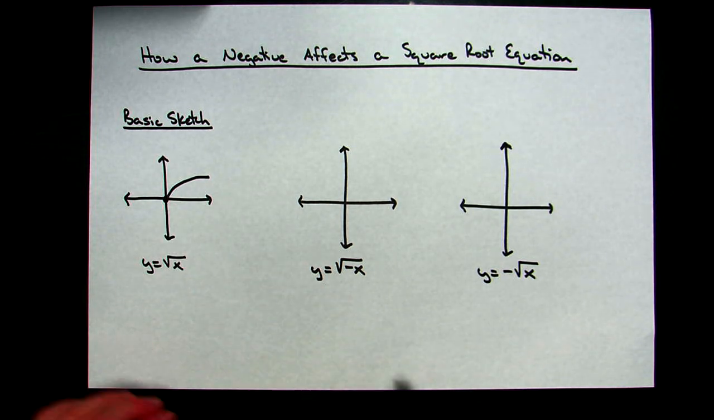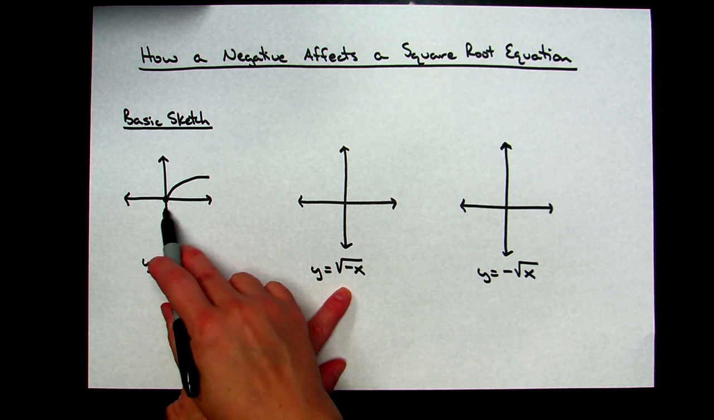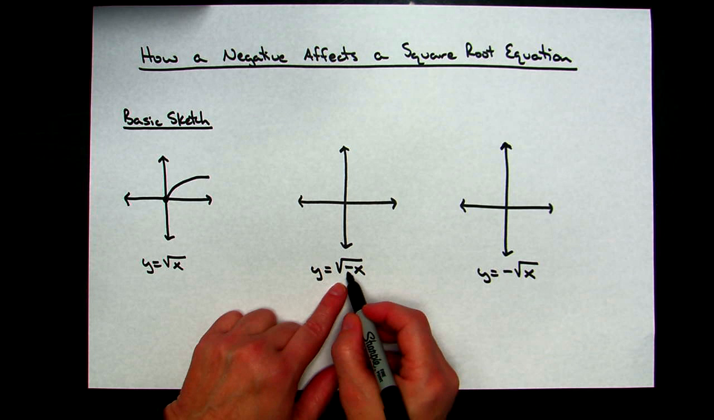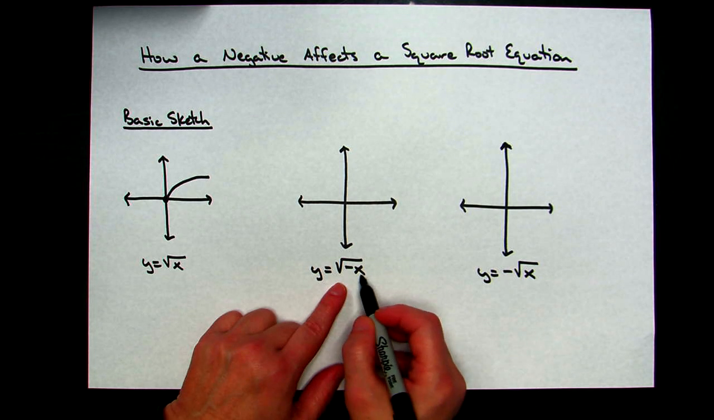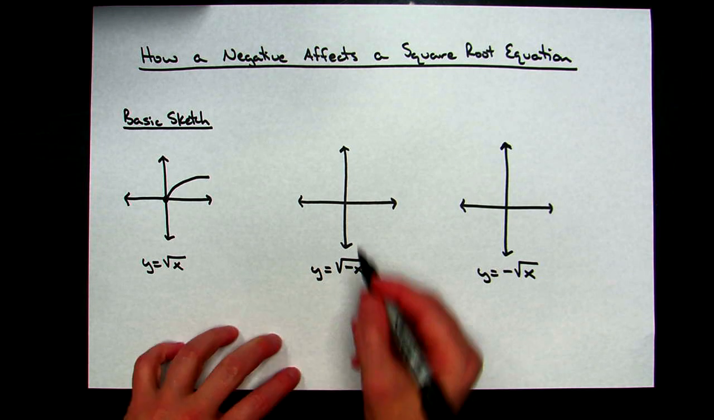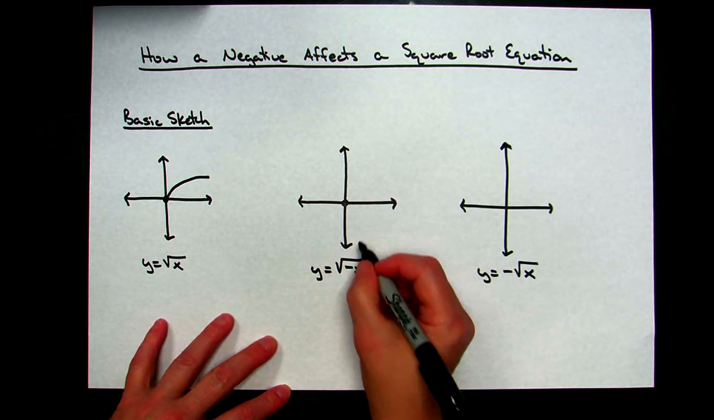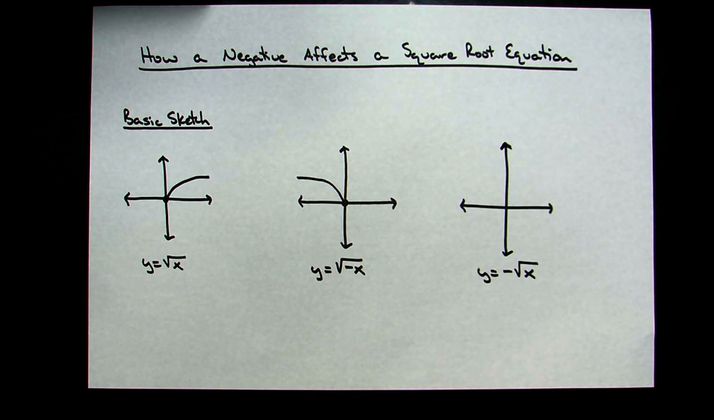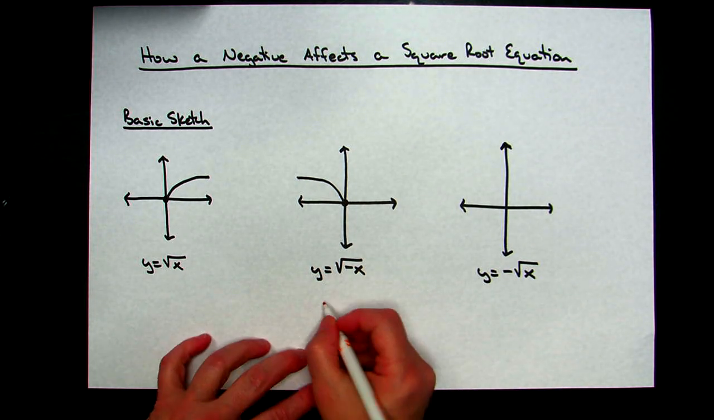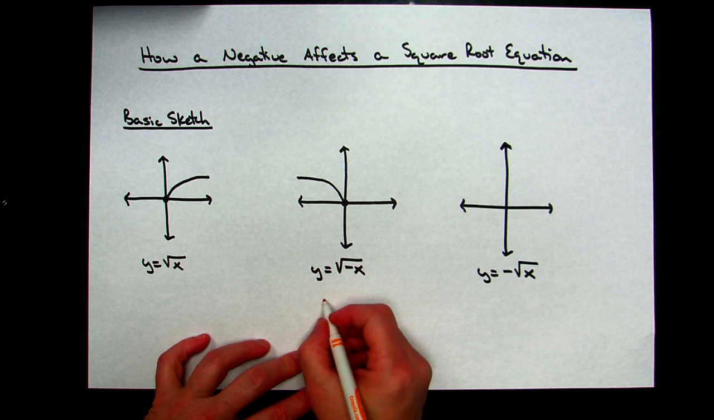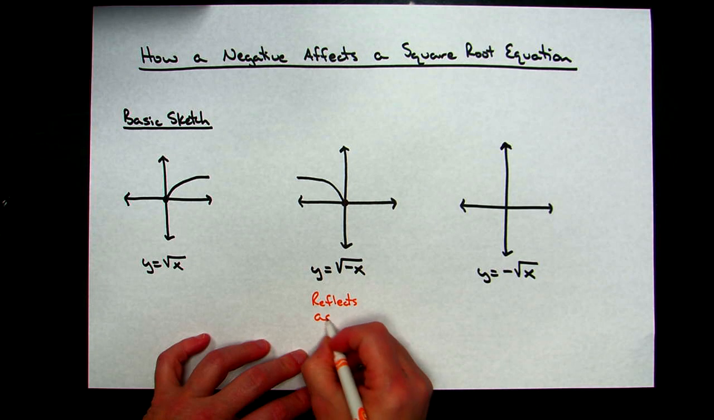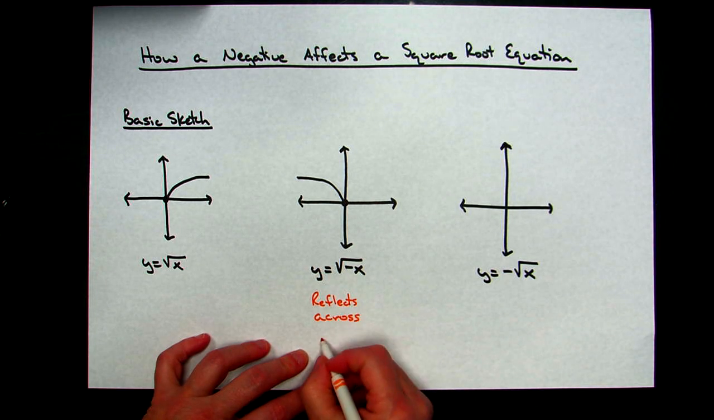Now if I do no translating and I keep all of these graphs at 0, 0, no extra numbers, a negative underneath the square root right there is going to reflect across the y-axis. So I still have the point at 0, 0, but then the graph is going to go up and to the left. Okay, so I said reflects across the x-axis. That is true as long as it is at the origin, with that starting point at 0, 0. So let's go ahead and put reflects across x-axis. Or I'm sorry, y-axis.